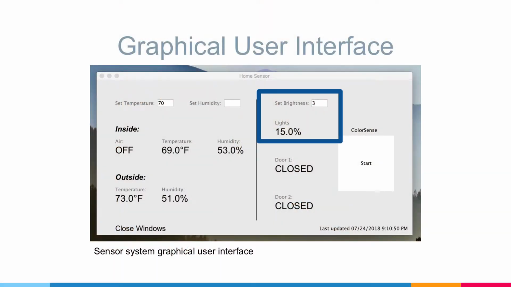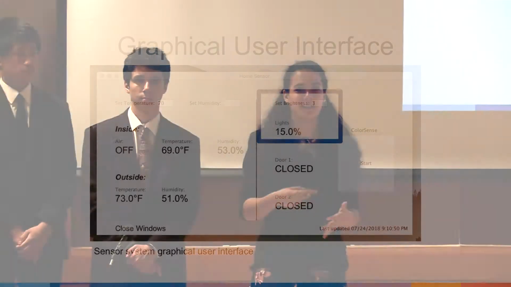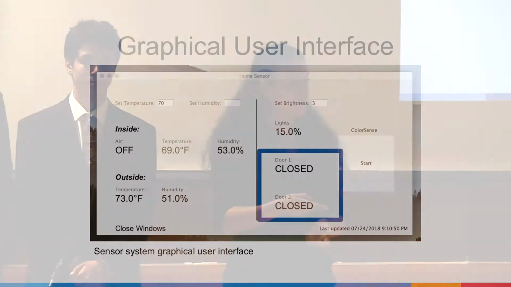Next, on the graphical user interface, we have the light data, which allows the user to set their brightness from 1 to 10, and it also displays how much power is being used. So out of the total power that can be used, it would be like 50% or 100%. And this is sent to the Arduino once they put it in.